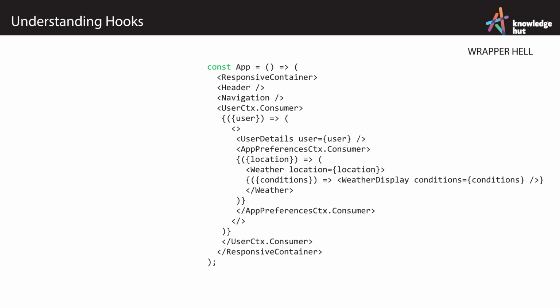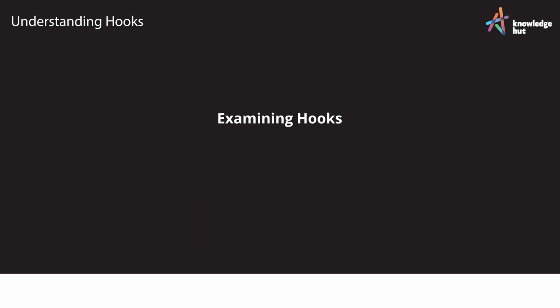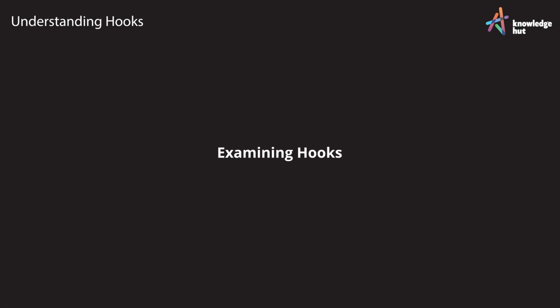Look at this example. You can see multiple levels of data consumer components here that are nested. Naturally, there is a need to untangle such complicated hierarchies and simplify components while still being able to author reusable and stateful logic. With these motivations in mind, let's see what the hooks API is all about.